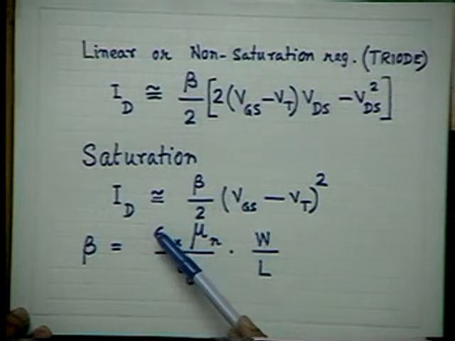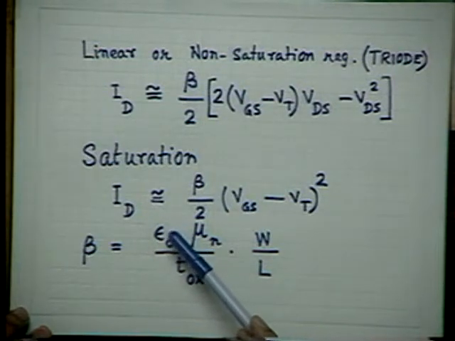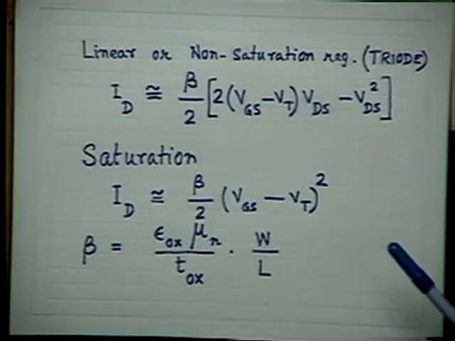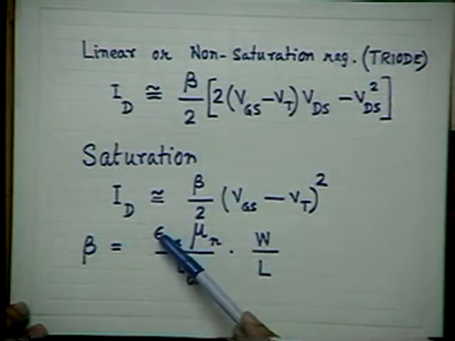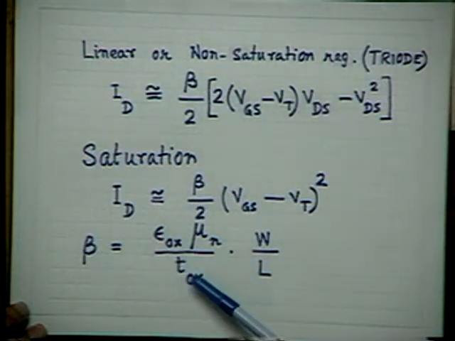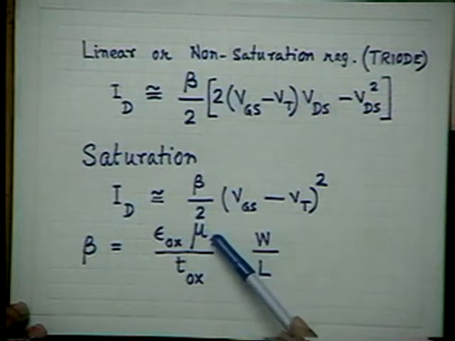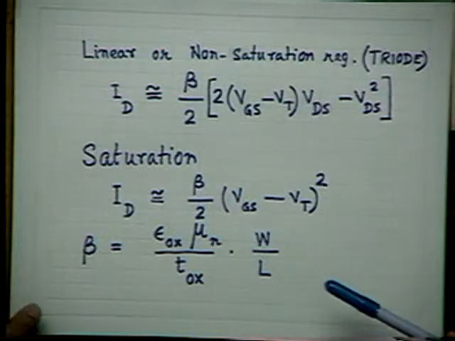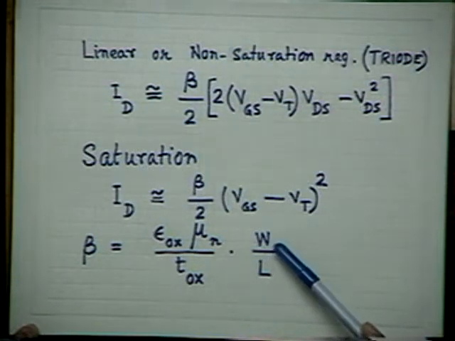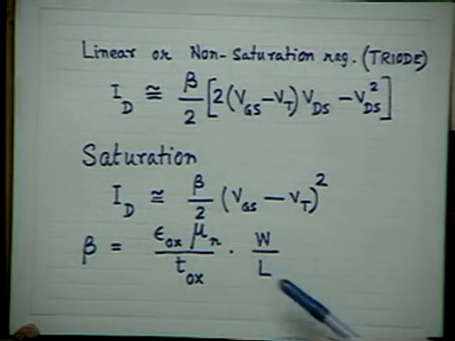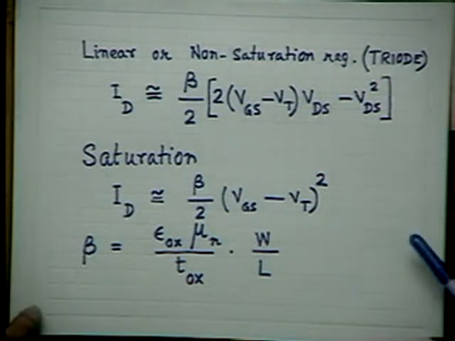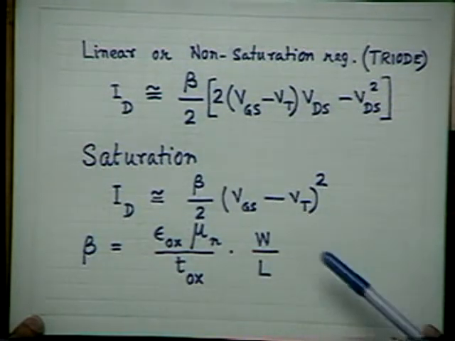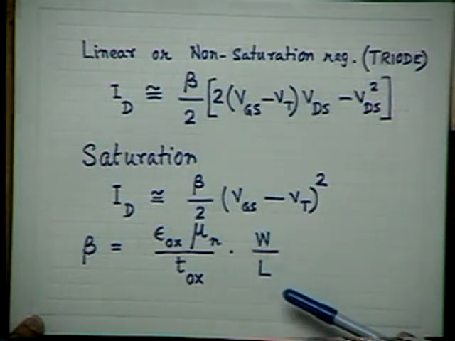Epsilon OX is actually the relative dielectric constant multiplied by epsilon naught. Epsilon naught is the free space permittivity, and this is the total permittivity. And TOX is the gate oxide thickness. Mu n is the electron mobility. And finally, a geometrical factor which was introduced in the last class. W is the width of the channel and L is the channel length. So please note that the parameter beta in both the relations is a function of the geometrical parameter W by L.